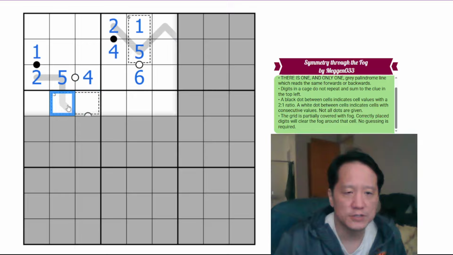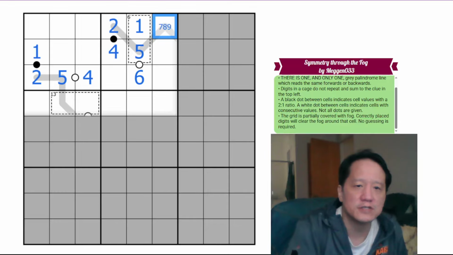These digits are the same. They add up to 13 with this digit. So this must be 4, 9, 5, 8, 6, 7. And this can't be 4, 5, or 6 because of 4, 5, 6 in the box. So this is 7, 8, 9.